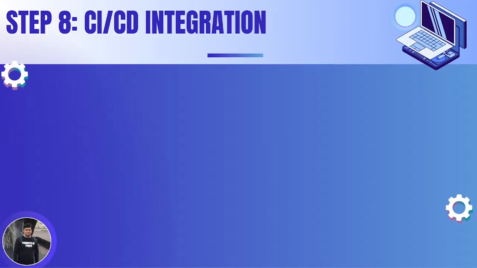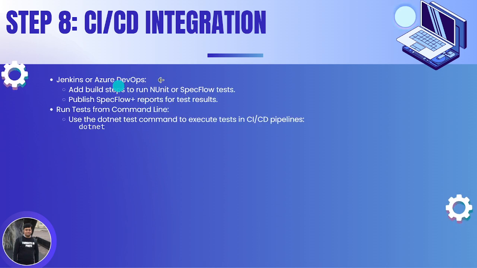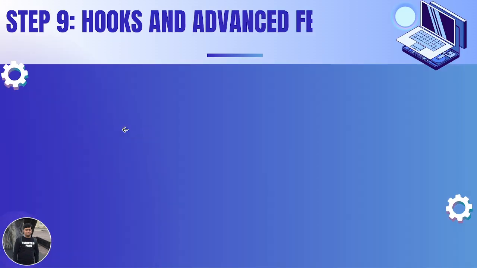Next is CI/CD integration. You can use Jenkins or Azure DevOps. Add build steps to run the NUnit or SpecFlow tests. Publish SpecFlow plus reports for test results and run tests from the command line. Use the dotnet test command line to execute the tests in the CI/CD pipeline. So in this way you can integrate with the CI/CD pipeline also.